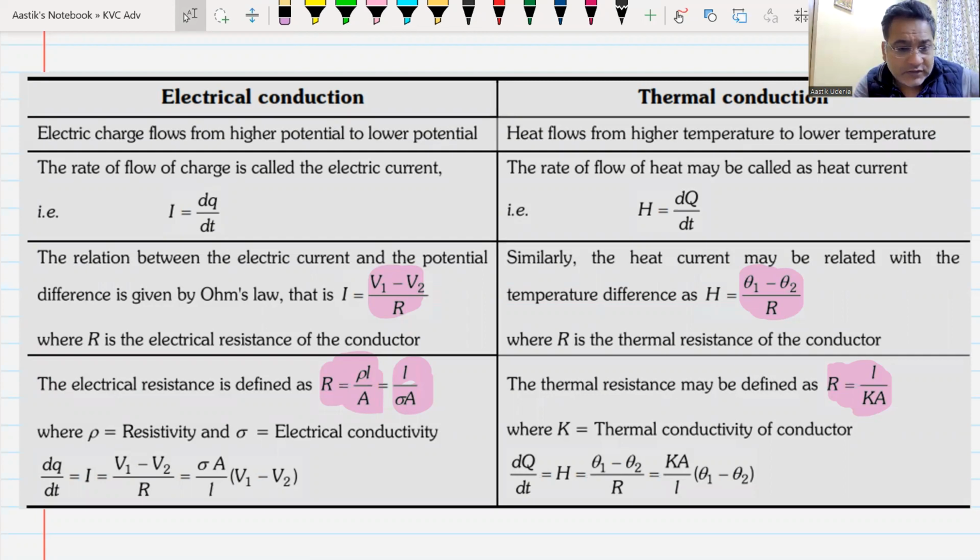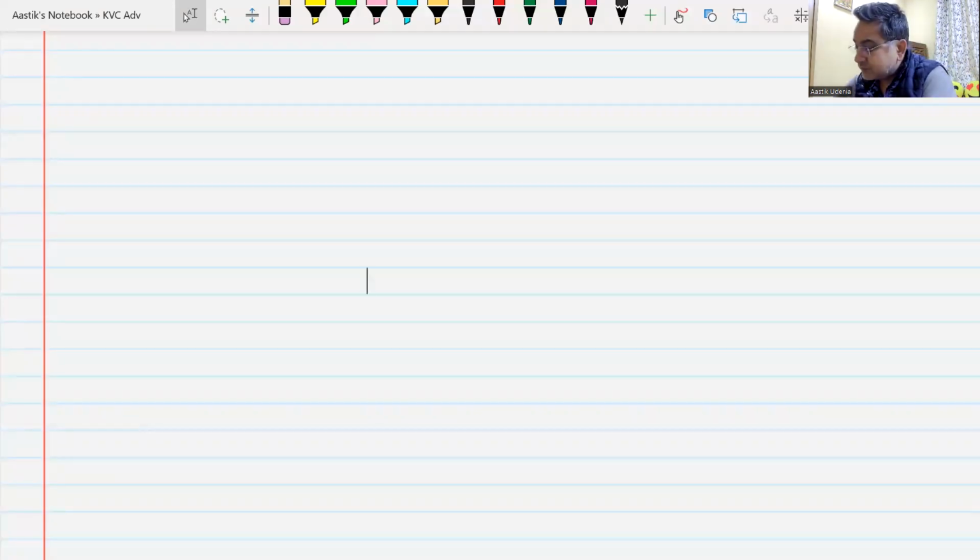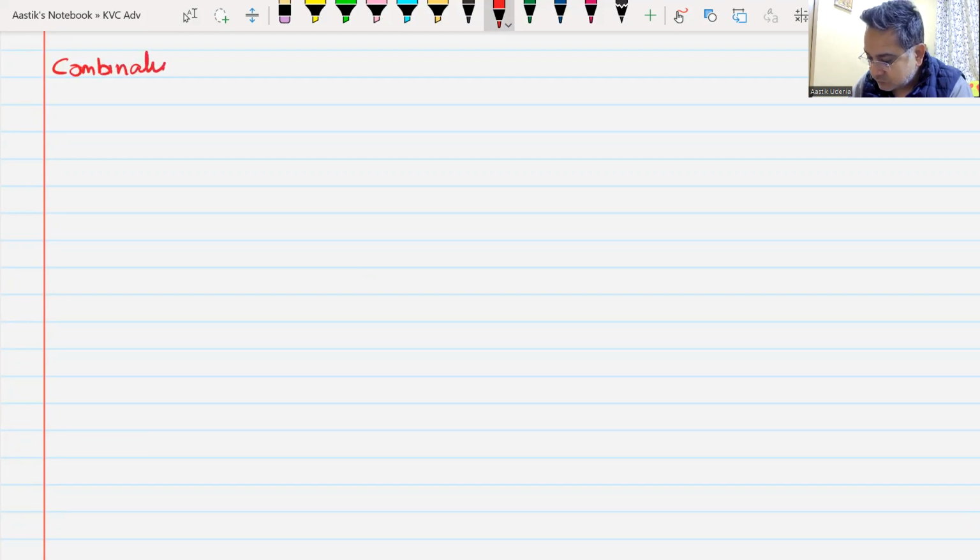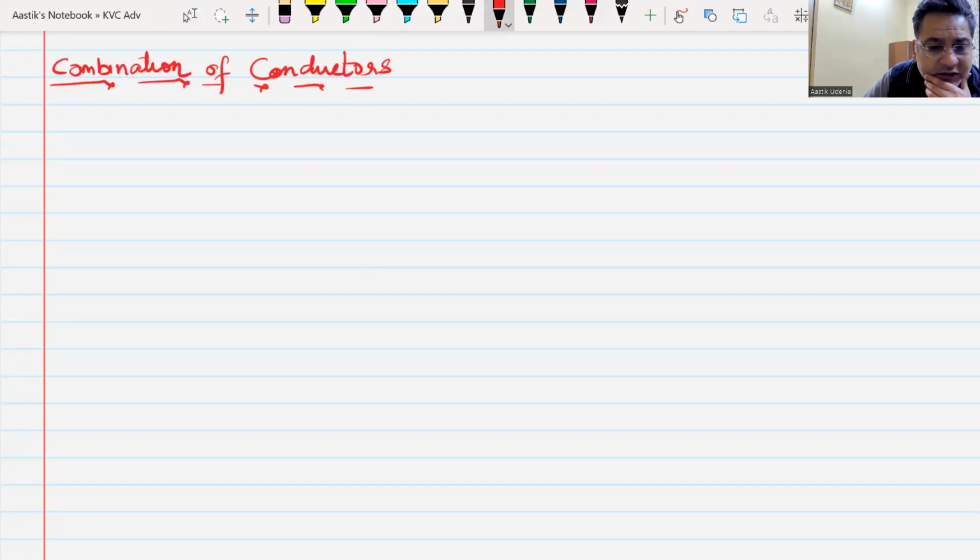Now, since we understand this, we can move on to the next heading. I think we have done questions on this as well. So the next heading will be combination of conductors. So you can write the next heading, combination of conductors. Now, if I may ask, what do you mean by this combination of conductors?